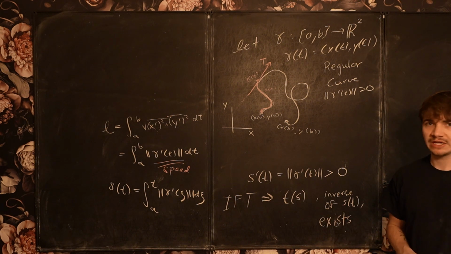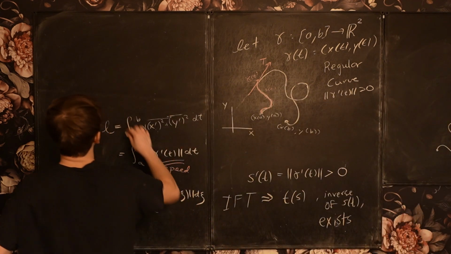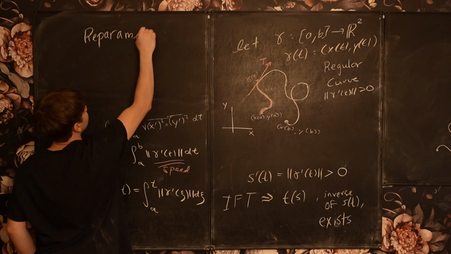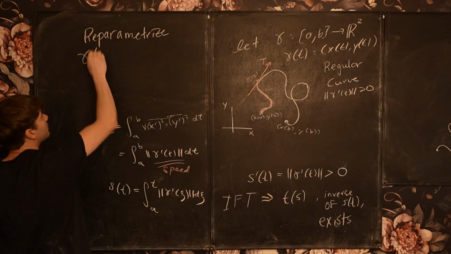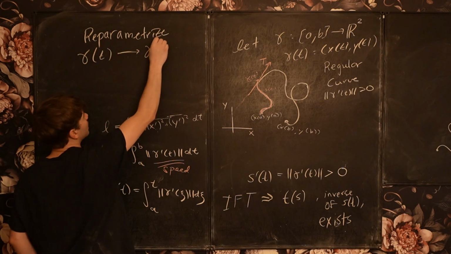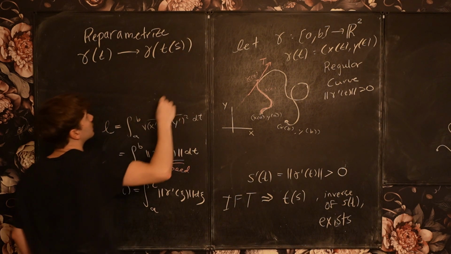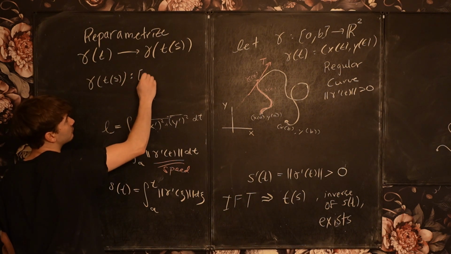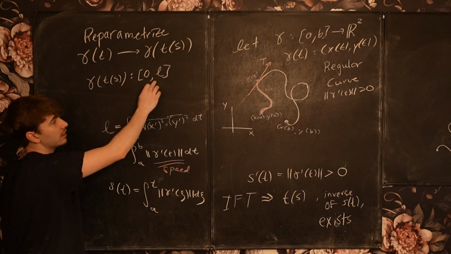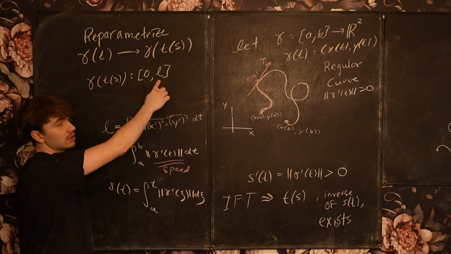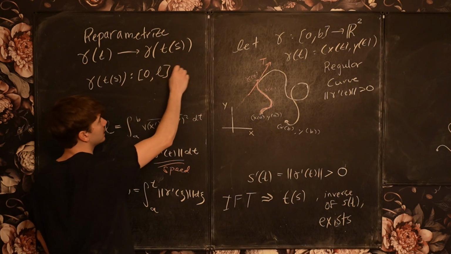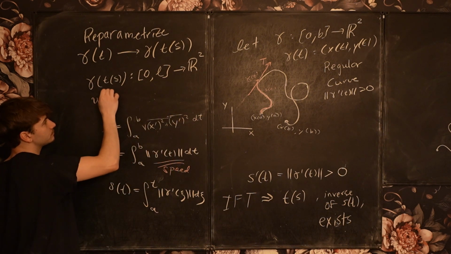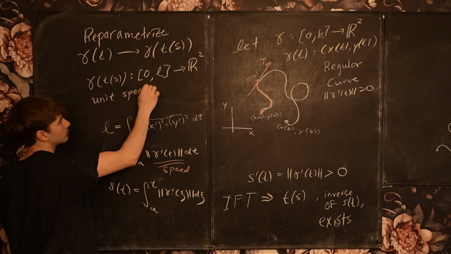Okay, well this is great news because now it means that I can reparameterize my curve, reparameterize gamma of t to gamma of t of s, okay? And gamma of t of s is going to be a new curve where the domain is the interval from 0 to L, where L is the total arc length of the curve, into R2. And this is a unit speed curve.